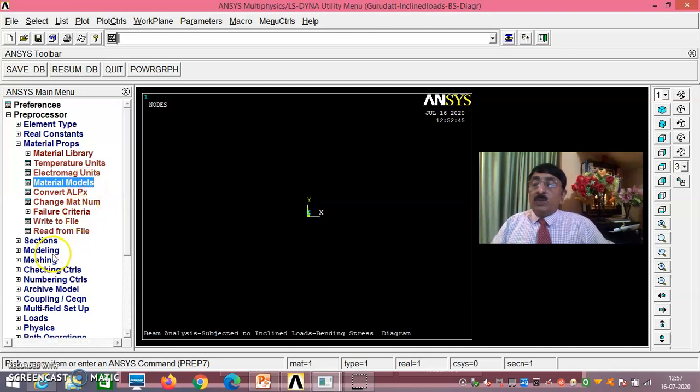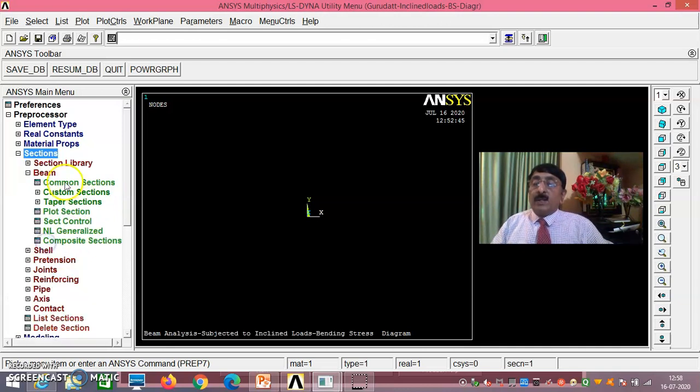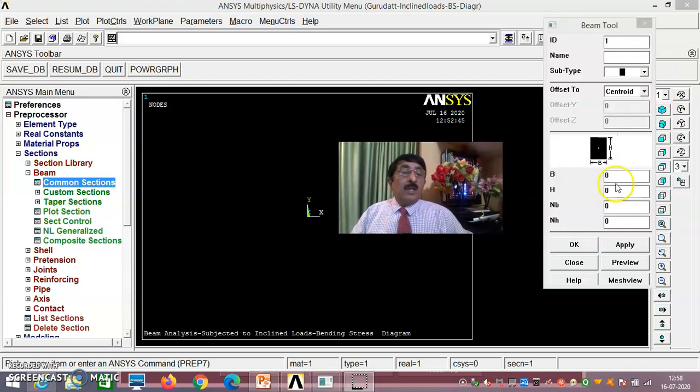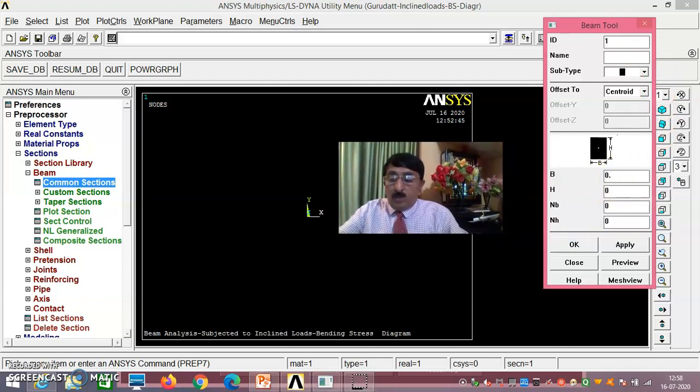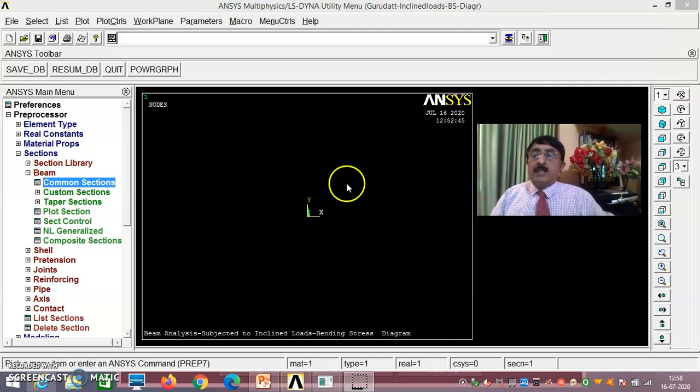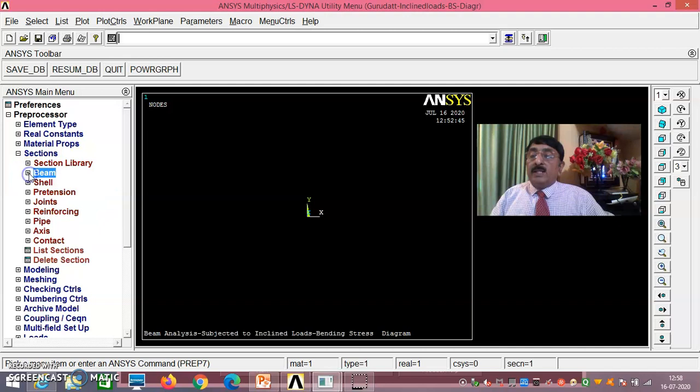Once you do this, you go to sections, beam, common section, then the width is 0.2 and the depth is 0.3. Carefully, this is 0.2, this is 0.3, say okay. Be careful here. You do all this now.